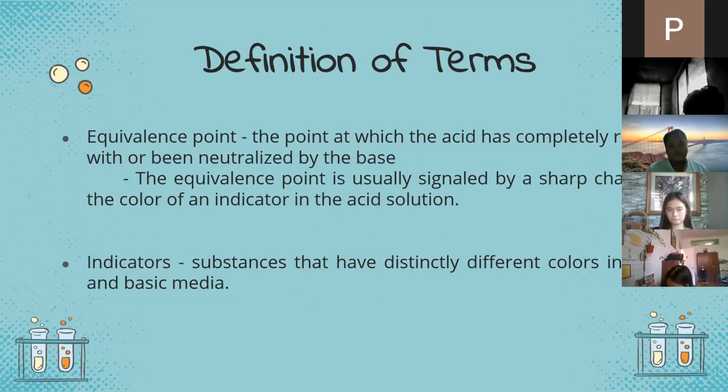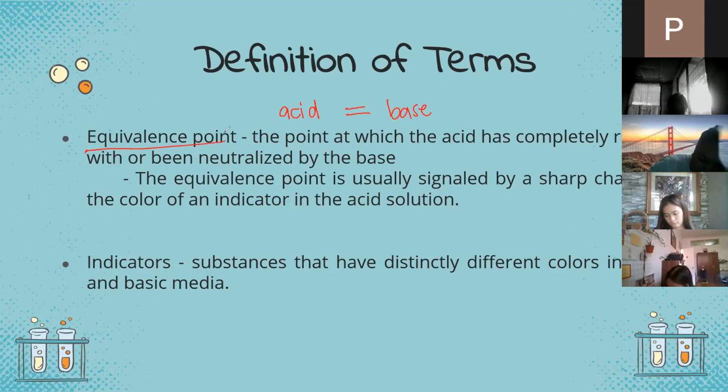Before we move on to the procedure in titration, let me first define some terminologies associated with titration. The first one here is the equivalence point. The equivalence point is actually a theoretical point where an equal amount of acid has reacted with an equal amount of base. So when the acid that reacted is equal to your base, their amounts are equal, their concentrations that reacted with each other are equal, that's the time we call it the equivalence point.